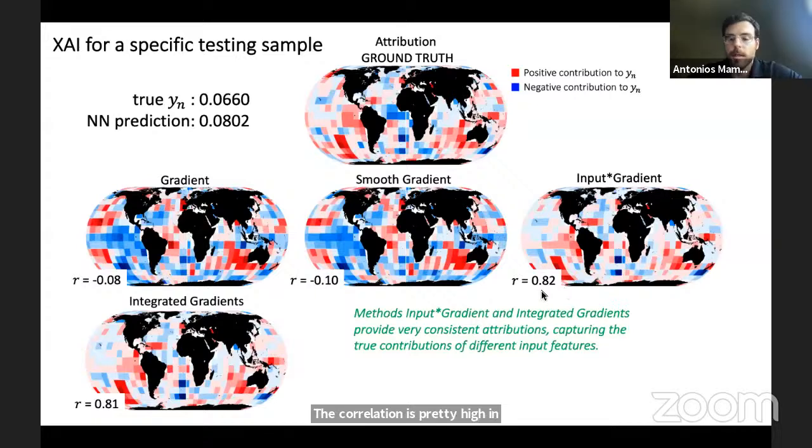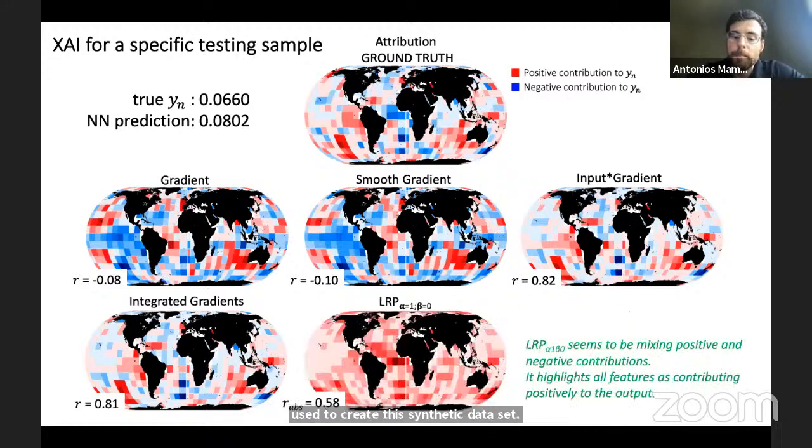It cannot be one because, again, the network is not identical to the true underlying function that we have used to create this synthetic dataset. LRP alpha 1 beta 0. Here you see an interesting result. Although this method highlights pixels which are actually important for the predictions, it assigns the same sign to all the pixels. So according to this method, all the pixels in the world contributed positively to the prediction of the network, which is clearly not true.